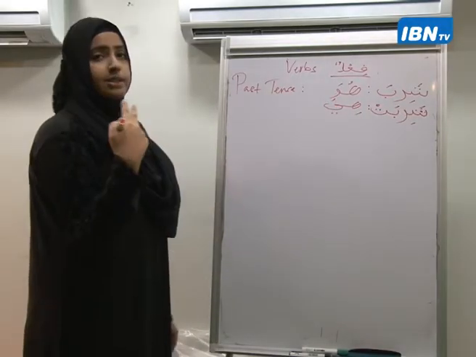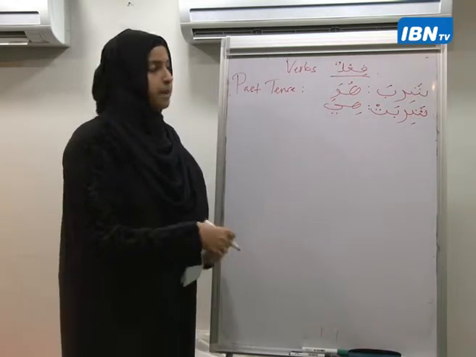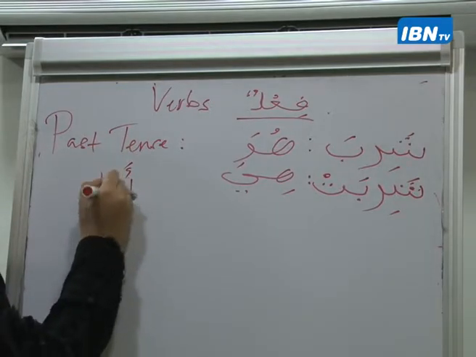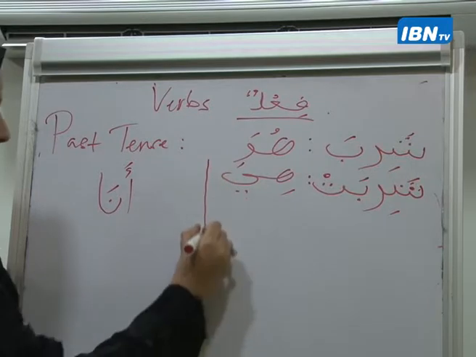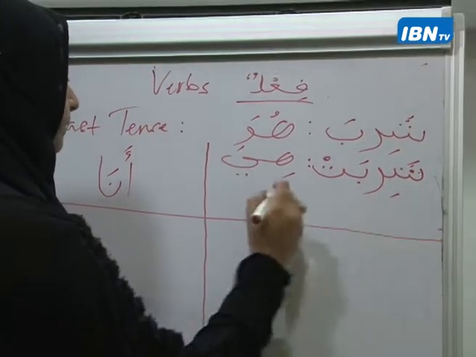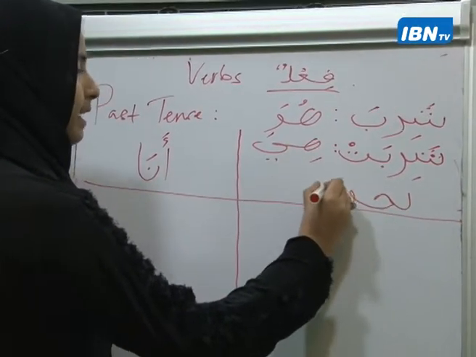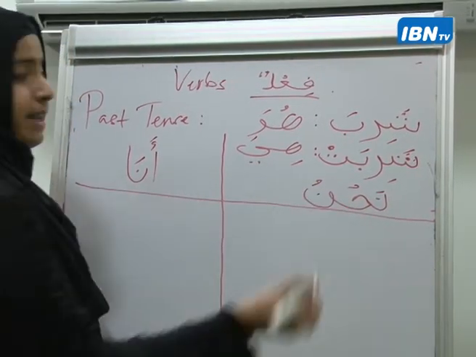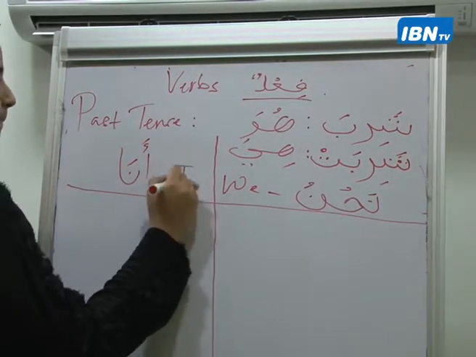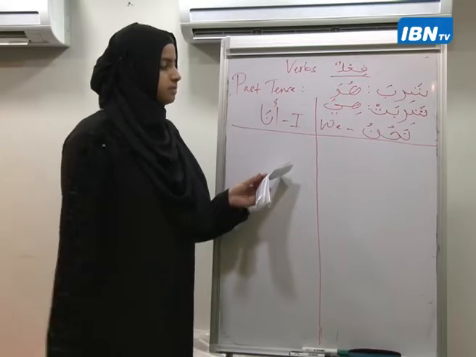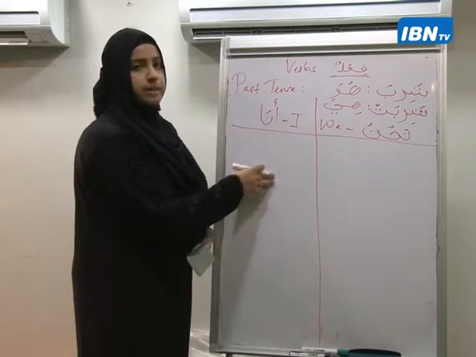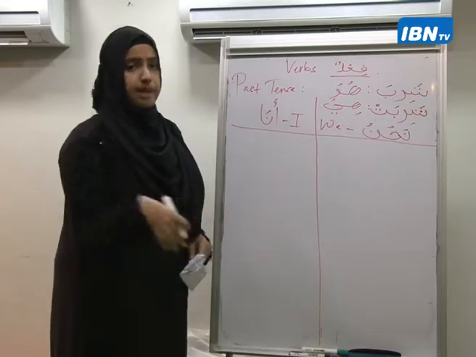Now today we are going to look at two other pronouns in the past tense form: ana and nahnu. You all know what ana means and what nahnu means. We had done this in pronouns. Nahnu means we, and ana means I. So first person singular, first person plural. How are the verbs going to take the format for ana, I, and nahnu, we, in the past tense?